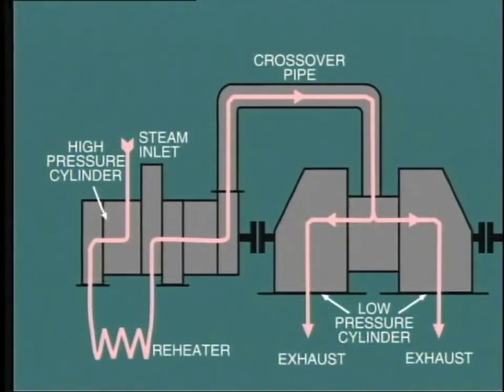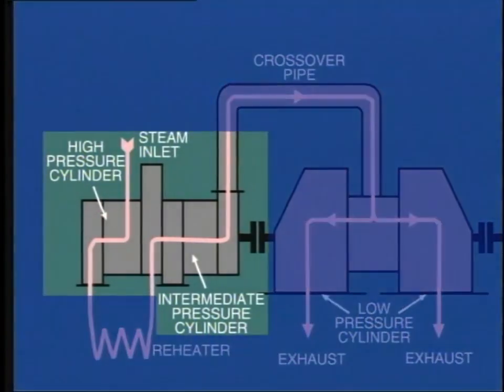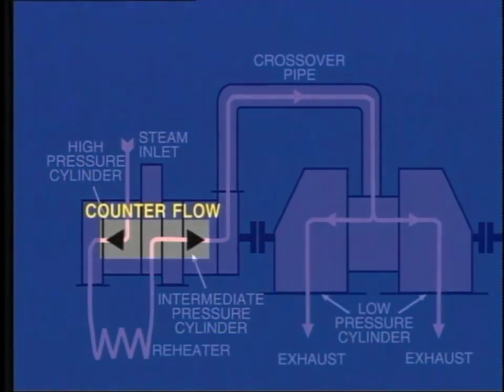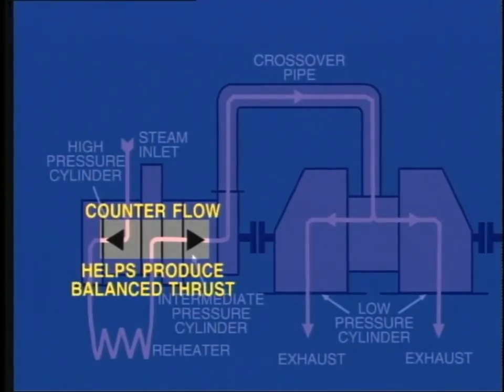The next development from this two-cylinder arrangement introduces reheat and the addition of the intermediate pressure stage of the turbine. A very common arrangement for reheat turbines up to about 250 megawatts is shown here. The high pressure and intermediate pressure cylinders are combined in one casing. But of course the steam path is quite separate. Note that the concept of counterflow is also used here, with the steam flowing through the high pressure cylinder in the opposite direction to that of the intermediate pressure cylinder to help produce a balanced thrust.